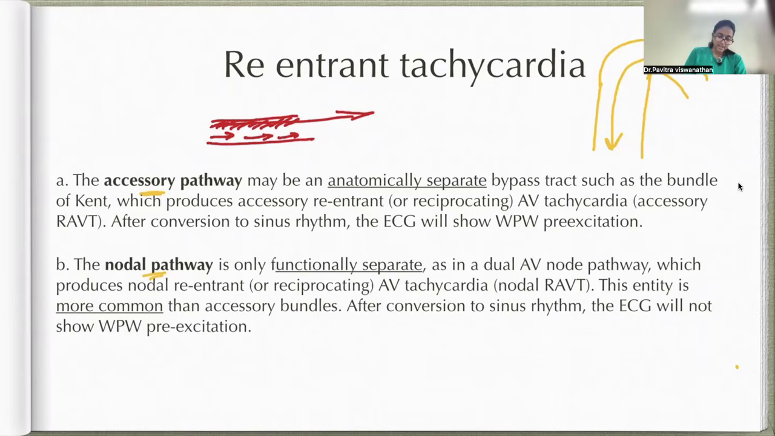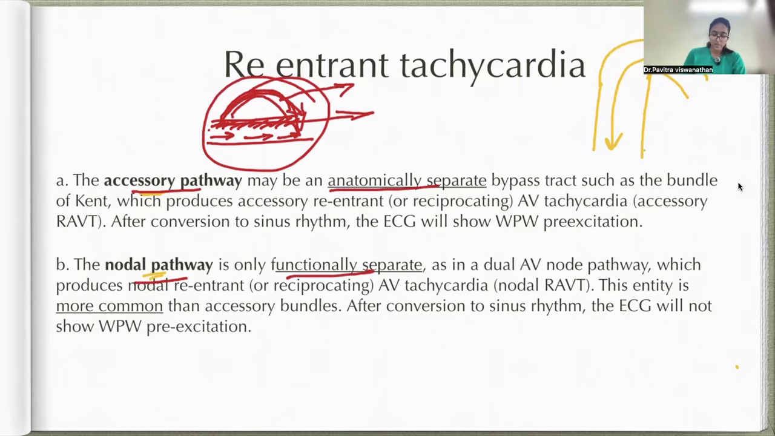When you say accessory pathway, it's an anatomically separate pathway. You don't see it as part of this road at all. So this road is here, but there is a separate path from here to here, an anatomically separate pathway through which vehicles can come fast. Accessory pathway is anatomically separate. Nodal pathway is just functionally separate.